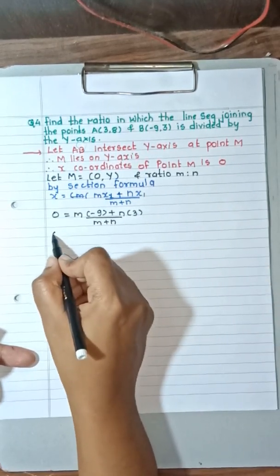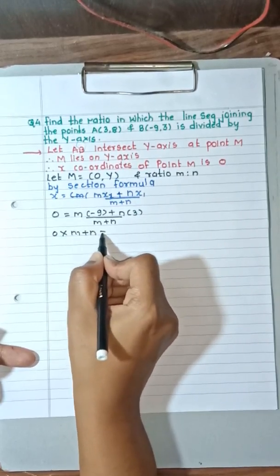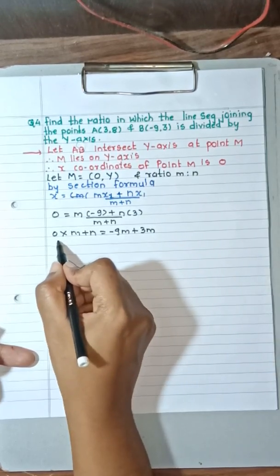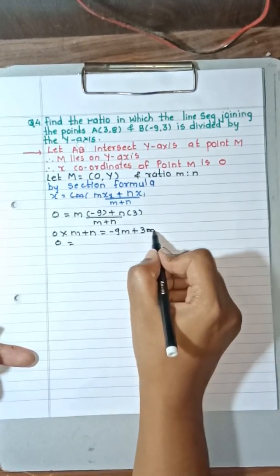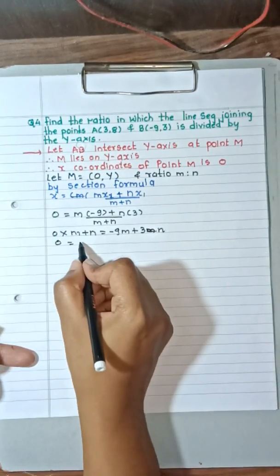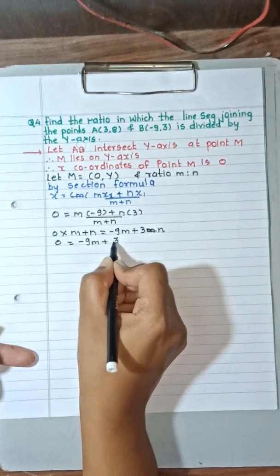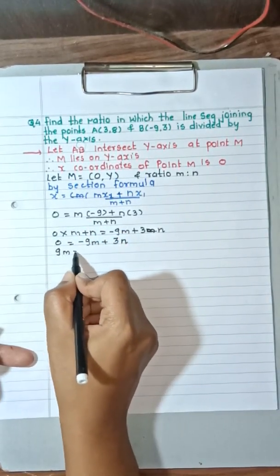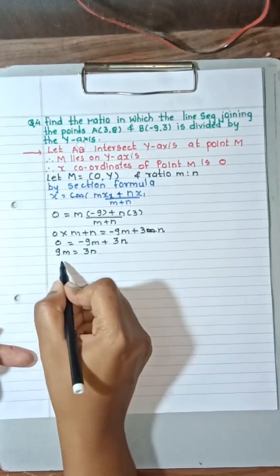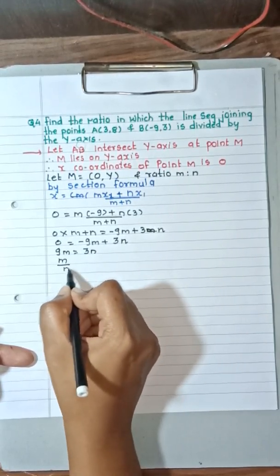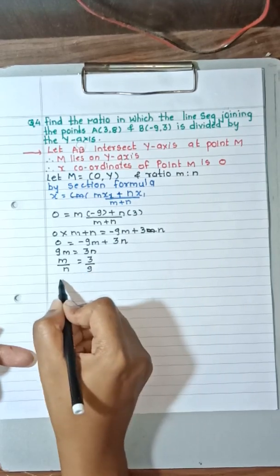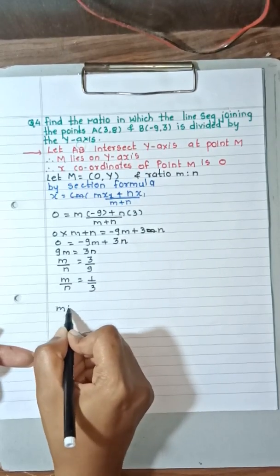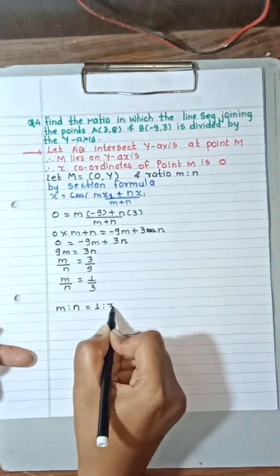Okay, now we'll shift it here. 0 into m plus n is equal to minus 9m plus 3n. Now this will be 0 is equal to minus 9m plus 3n. Now we'll shift this 9m to this side, that will become 9m is equal to 3n. Therefore m upon n will be 3 upon 9. Therefore m upon n will be 1 upon 3. Therefore m is to n is equal to 1 is to 3.